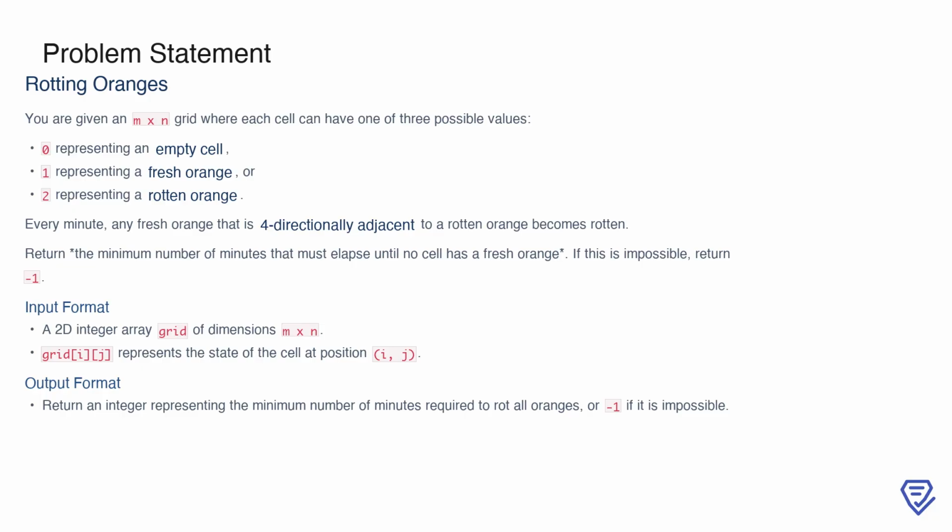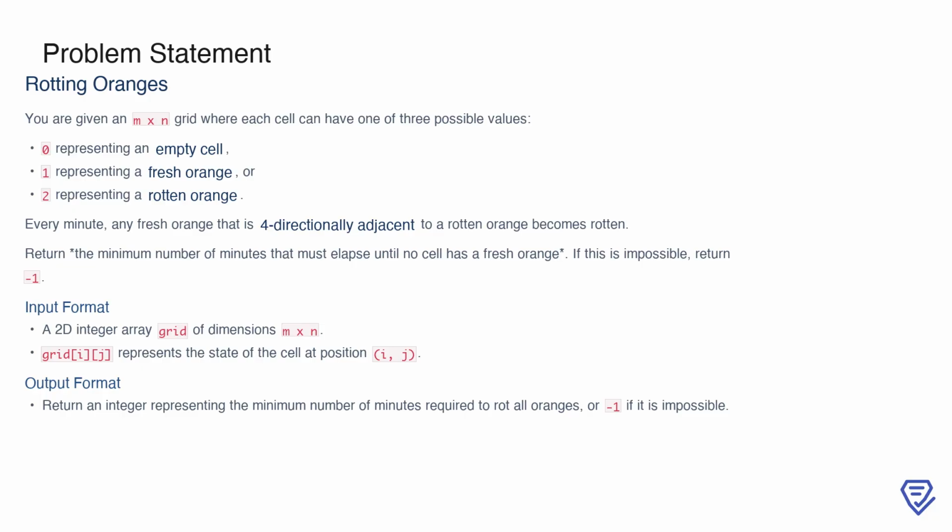The key dynamic here is that every minute, any fresh orange that is directly adjacent to a rotten orange in one of the 4 cardinal directions, up, down, left, or right, will also become rotten. The goal is to determine the minimum amount of time required for all fresh oranges to rot. If there are any oranges that cannot possibly rot because they're isolated or unreachable, we will return -1.